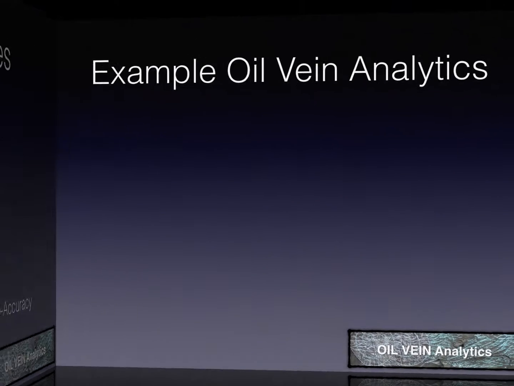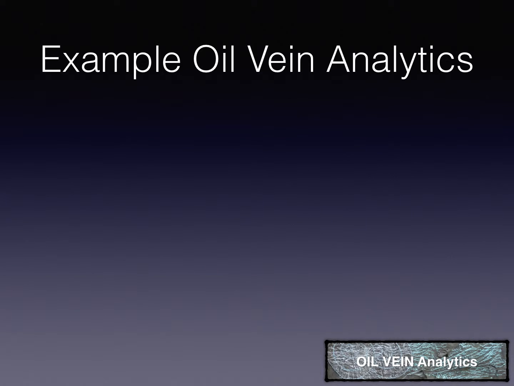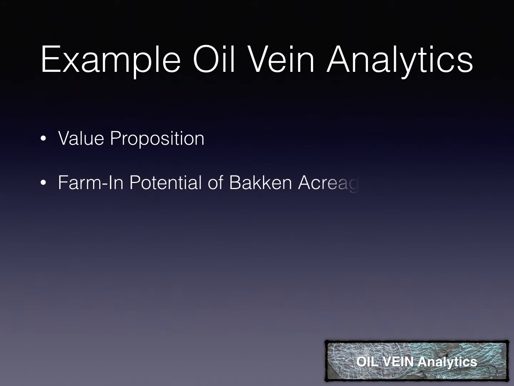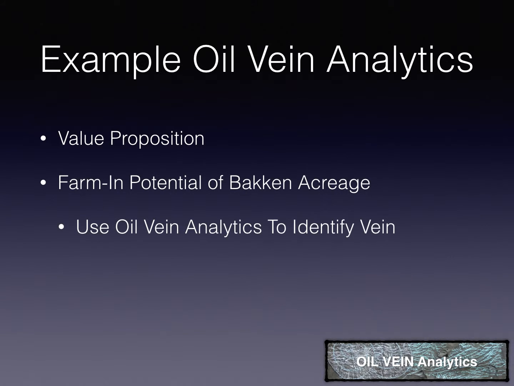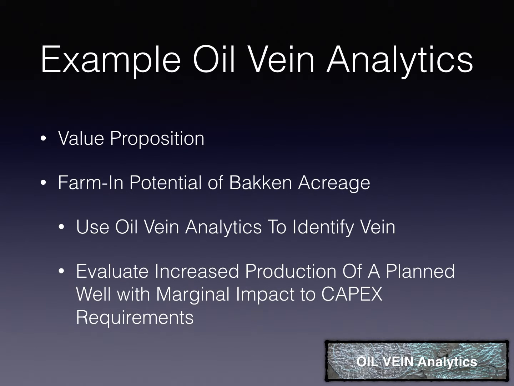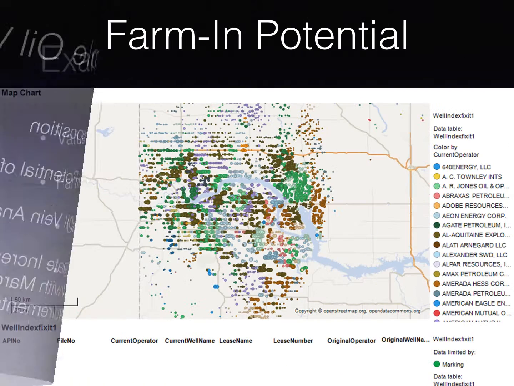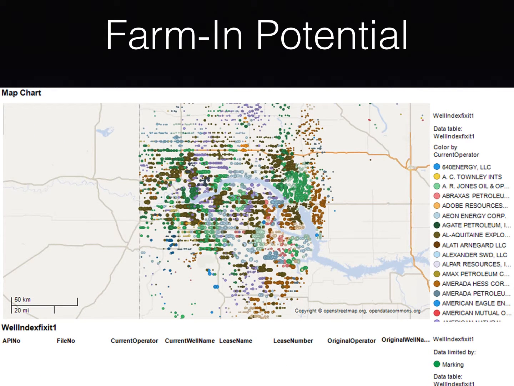So let's take an example, or take a simple look at what our oil vein analytics can do by showing you a value proposition. Let's take a look at the farm-in potential of some Bakken acreage. We'll use our oil vein analytics to identify the vein, and then we'll evaluate the increased production of a blind well with marginal impact to capital expenditure requirements. So let's get right to it. There's our farm-in potential analysis.